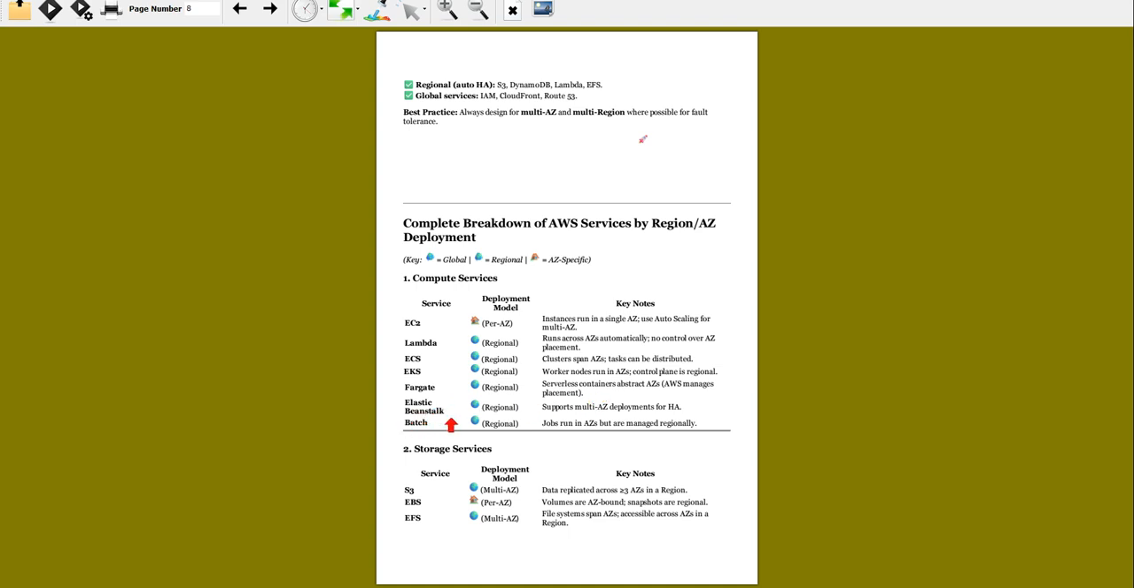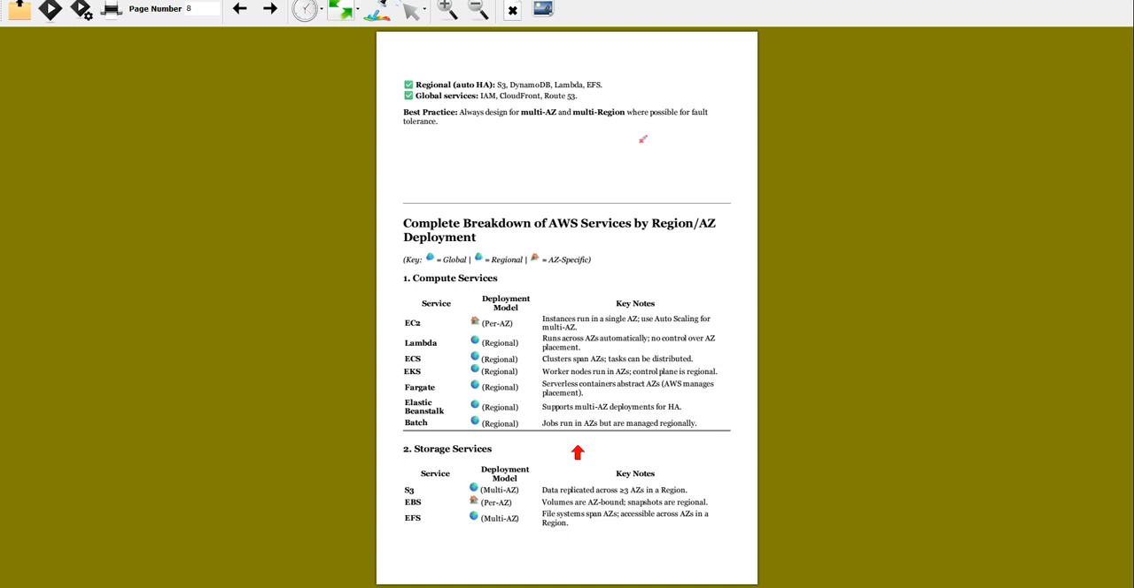Elastic Beanstalk is mainly for developers. It's regional and supports multi-availability zone deployment for high availability. So you can apply multi-availability zone deployment for high availability. Batch is regional. Jobs run in availability zones but are managed regionally. So it's a regional service, right?